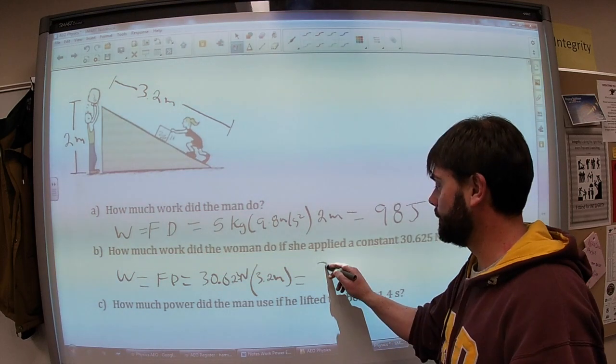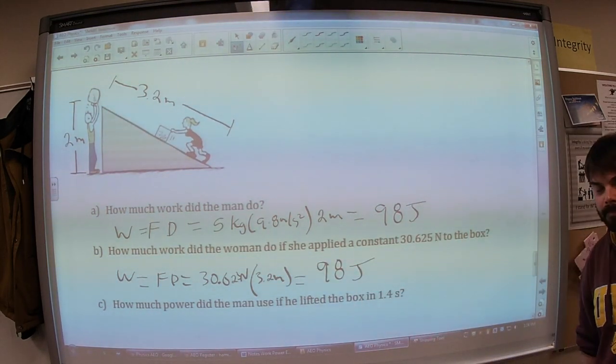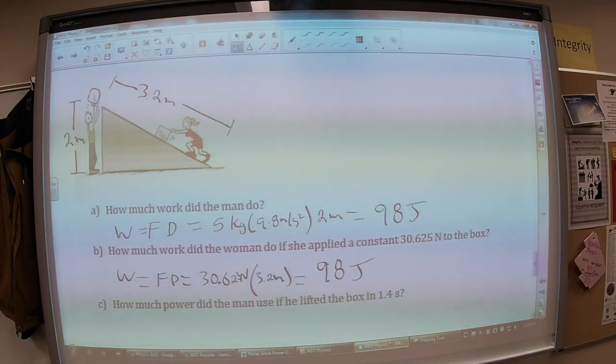When you multiply these out, you get the exact same amount of work. So it doesn't really matter if you're using the simple machine or not. The amount of work doesn't really change. It's how easy it is to do the work. So you'll find there's a trade-off, whether it's inclined planes, levers, pulleys, wheel and axles, a lot of that stuff. It's just a trade-off of force for distance. So if you have less force, it's going to be more distance.